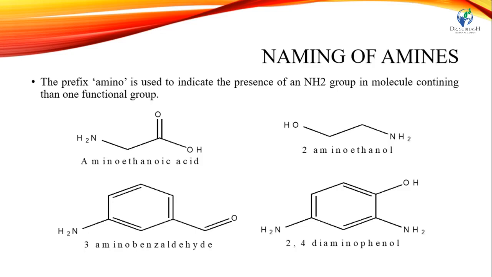Then the prefix amino is used to indicate the presence of the NH2 group in a molecule containing another functional group. In these structures you use the word amino as a prefix, not a suffix. We do not attach the suffix amine, but we attach amino as a prefix. These are examples: aminoethanoic acid, 2-aminoethanol, aminobenzaldehyde, and 2,4-diaminophenol. These are all naming examples as per the prefix amino.